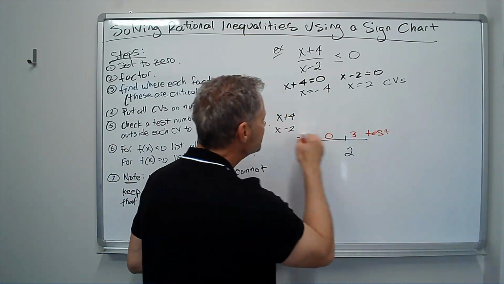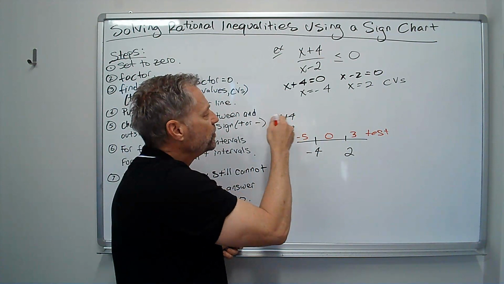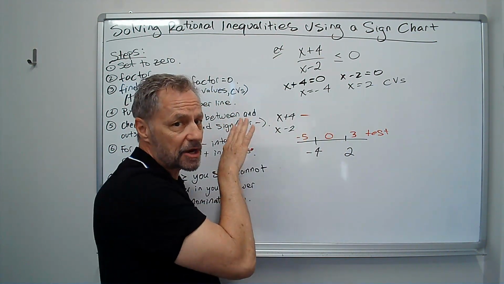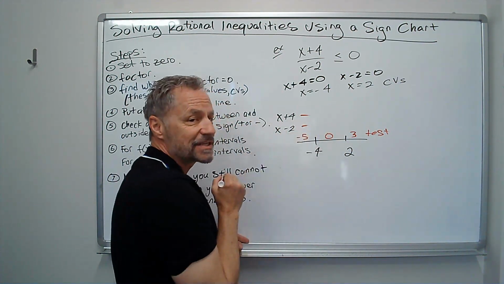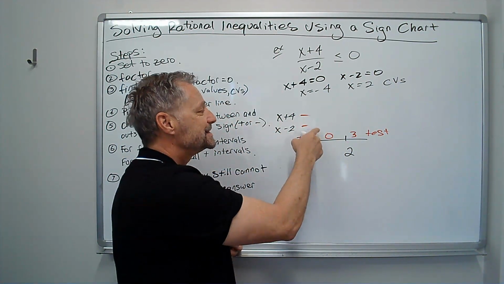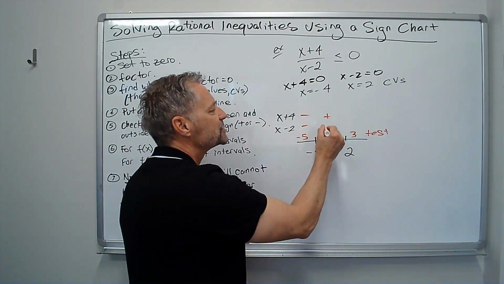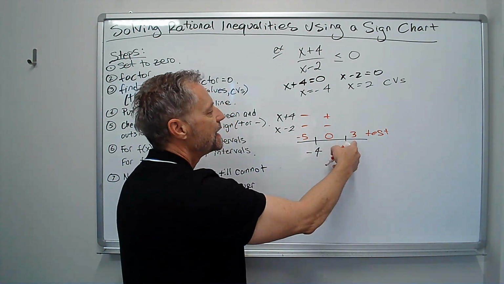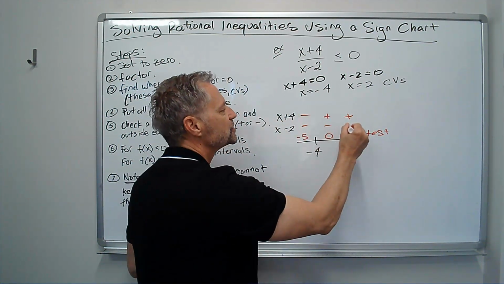And I'm going to test them up here. So I plug negative 5 in here. I get negative 5 plus 4 is negative 1. All I care about is the sign, not the number. Negative 5 minus 2 is negative 7. Plug in 0. This is why 0 is nice. 0 plus 4 is plus 4. 0 minus 2 is minus 2. And then I plug 3. 3 plus 4 is positive 7. 3 minus 2 is positive 1.